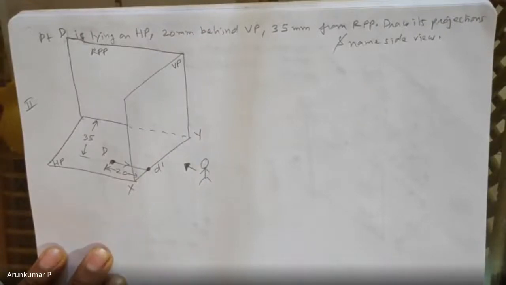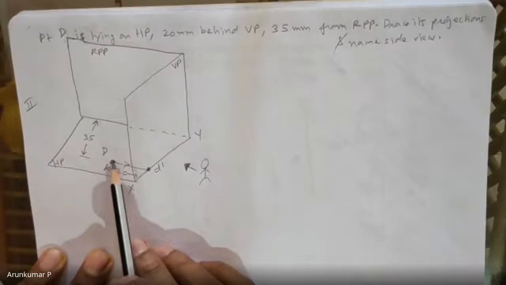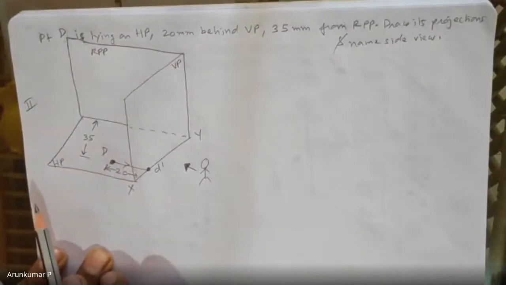Okay. Where is the top view of this point D? When you look from the top, where is the top view of the point D? It has to be on HP. But the point is already on HP. So then where is the top view?